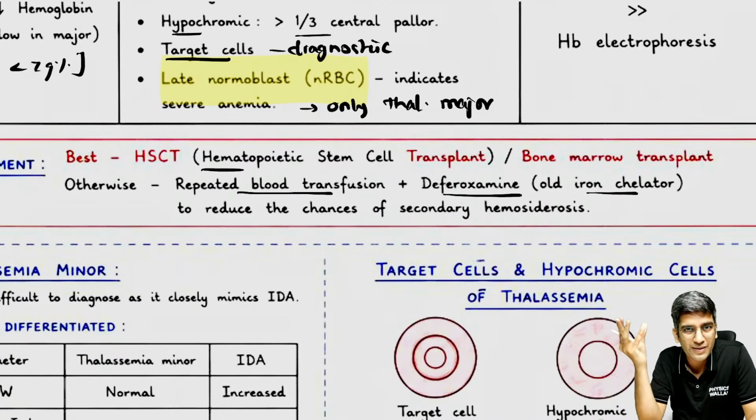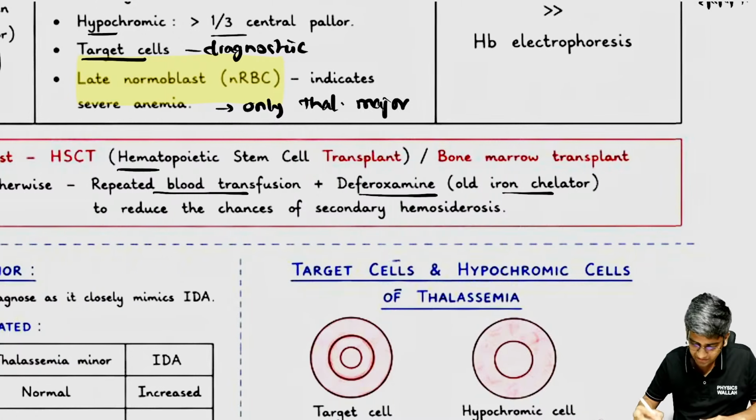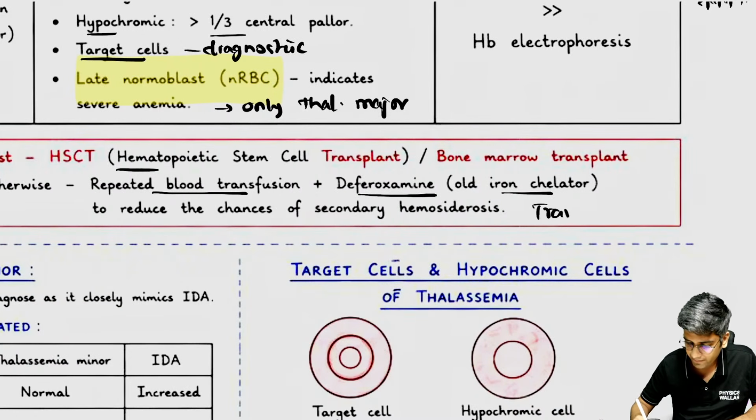Deferiprone or deferasirox is better. If you don't remember the oral iron chelator, desferrioxamine, that also is fine, right? But they are definitely transfusion dependent. They have to be transfusion dependent without a doubt.